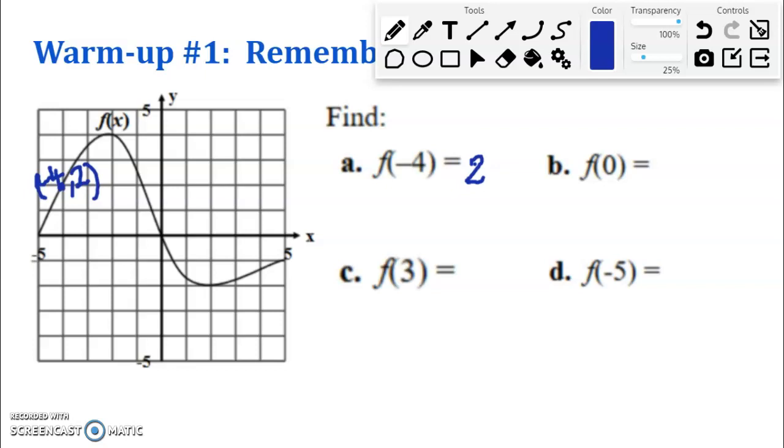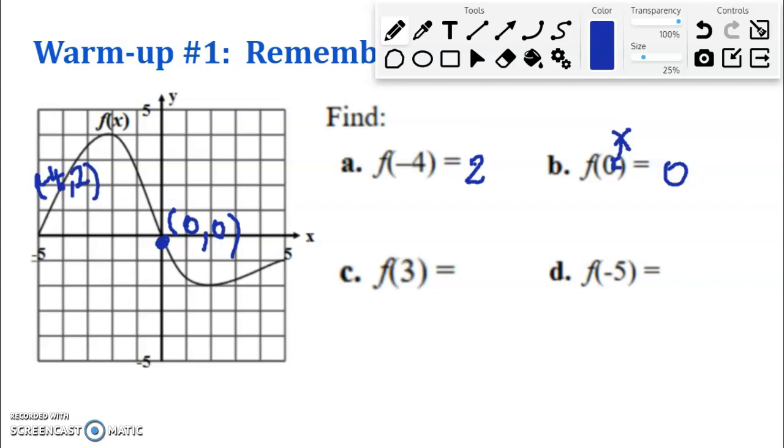F of 0. What does f of 0 mean? That's the x value, right? This is the x value. So that means x is 0. Where is x 0? X is 0 right here. Now, what is the coordinate of this point? It's 0, comma 0. So when the x value was 0, what was the y value? It was also 0. So the f of 0, the output when x was 0, was also 0.